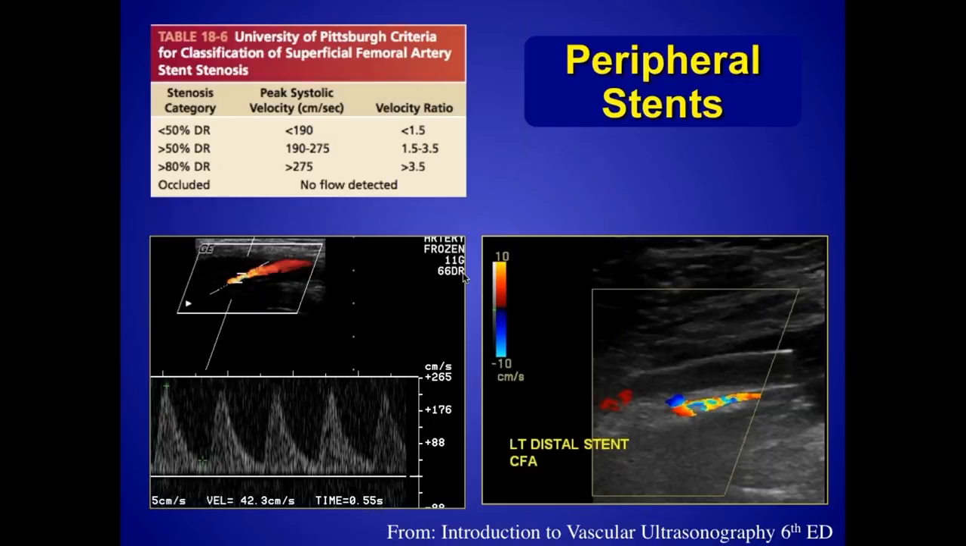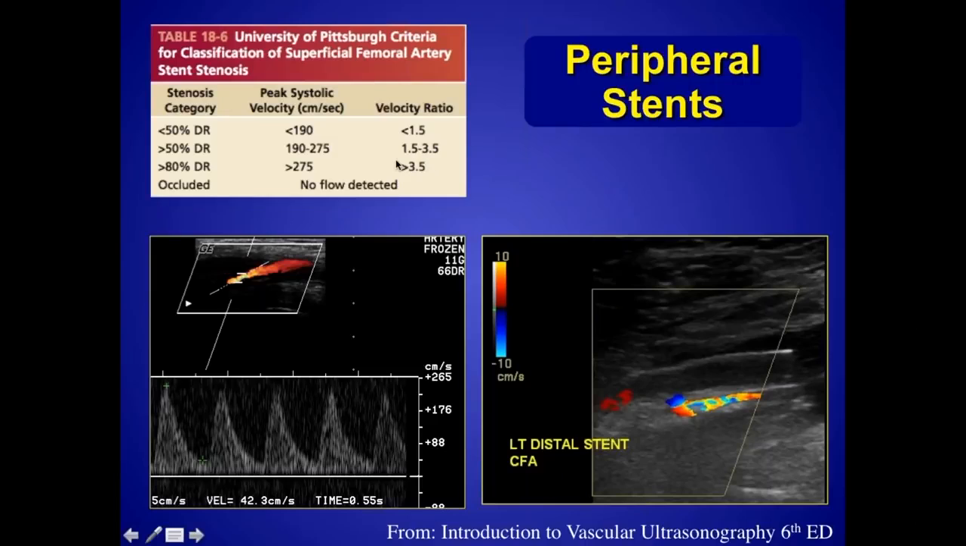Finally, just to talk a little bit about peripheral stents, here are some criteria that are used. If you go through the literature, you'll see that there are multiple criteria proposed. But here are some criteria that you can certainly put by the workstation to try to evaluate the degree of stenosis. Greater than 50%, we say somewhere between 200 and 275 centimeters per second. Greater than 80% stenosis is when the velocity is greater than 275.